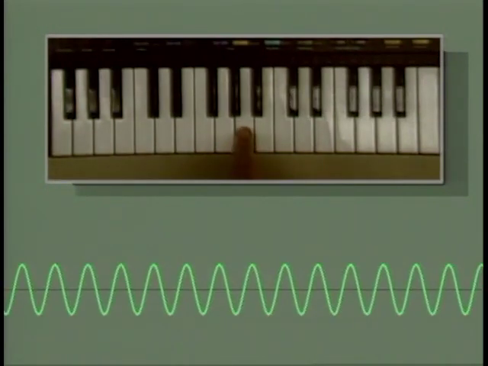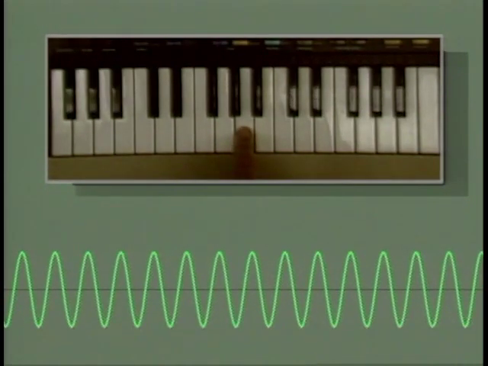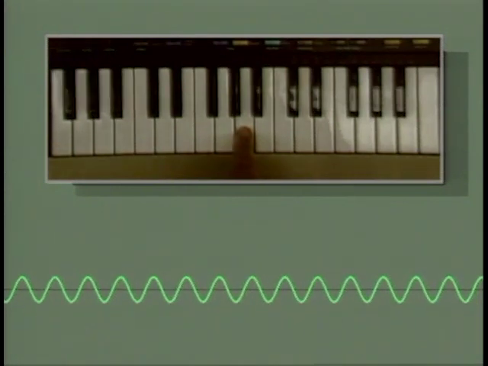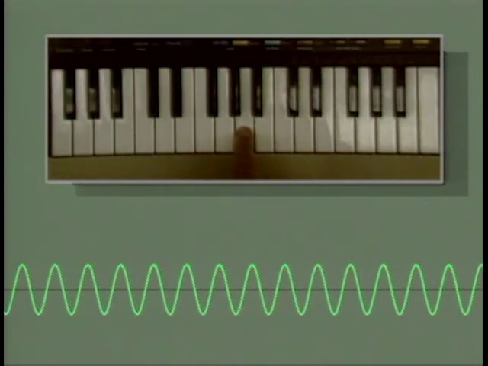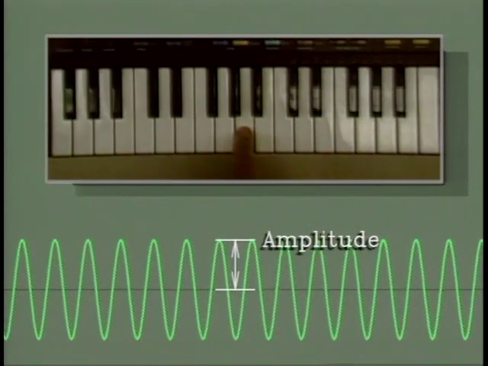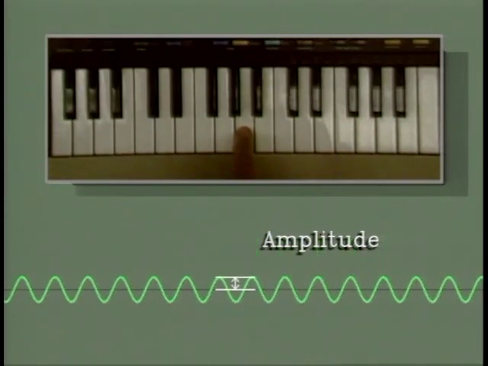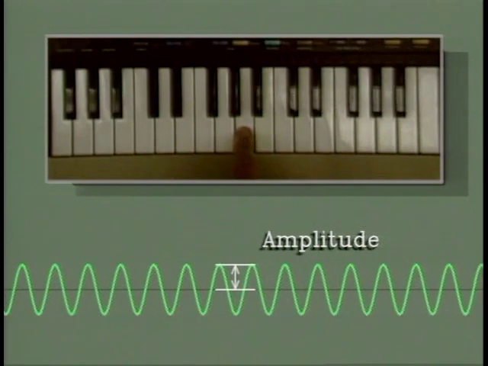The height of the curve, up or down, depends on the loudness or intensity of the sound. The maximum height of the curve above the axis is called its amplitude. These examples show changes in amplitude for a given frequency.